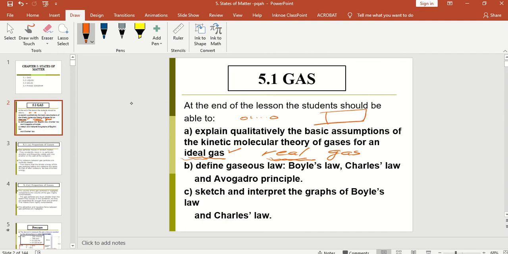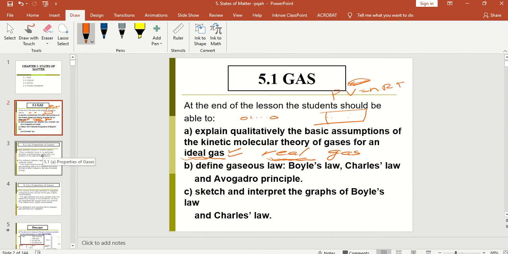We assume that gas doesn't occupy any volume. If we have a container filled with gases, when we want to calculate using PV equal to nRT, the volume used is the volume of the container. It's not actually the volume of gases. We assume that gases have no volume. So that is the difference between ideal and real gas. We will continue learning that in chapter 5.